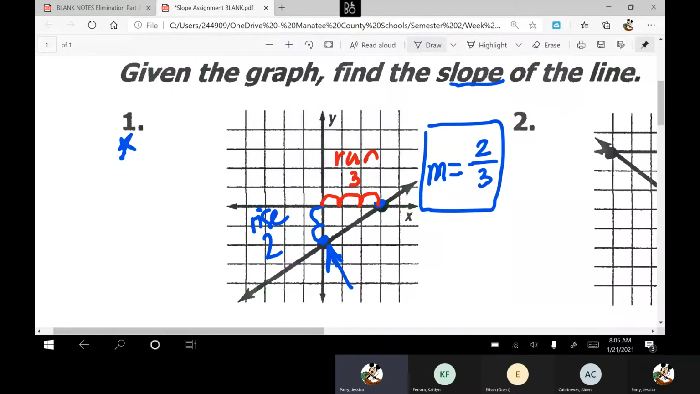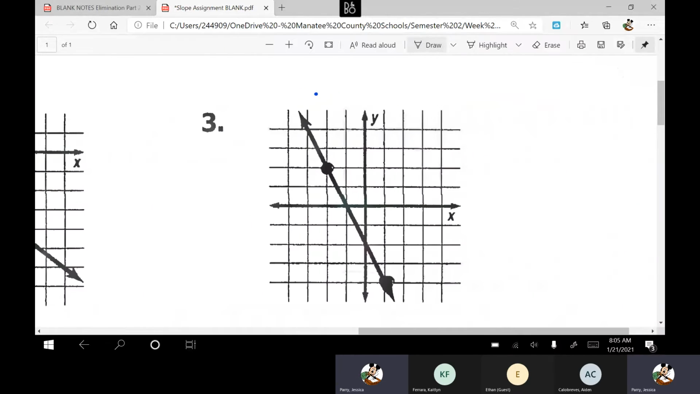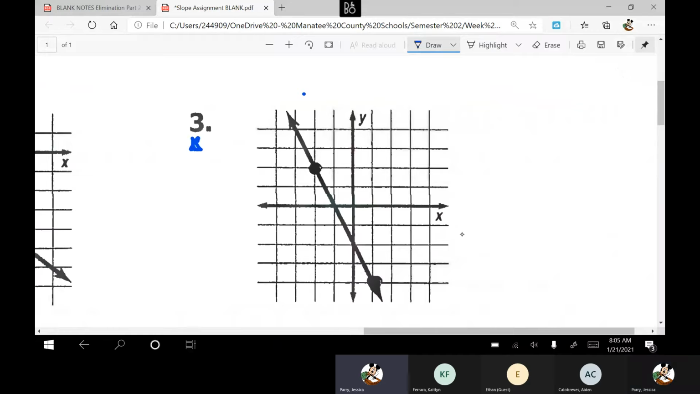Okay, going on to our next one together as a group. I'm going to do number 3 as a group. So we have our 2 points here and here. You always want to start with the point that's furthest to the left. So for this graph, that's this point here. And to find our rise, normally we go up, but this graph looks a little bit different. What kind of slope is number 3? Is number 3 a positive slope, negative slope, 0 slope, or undefined?